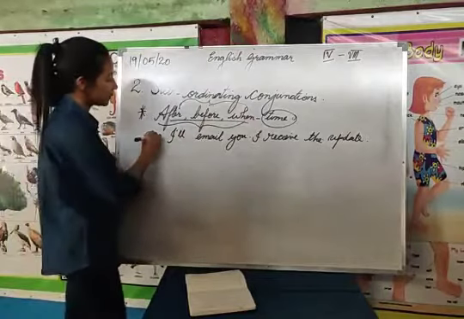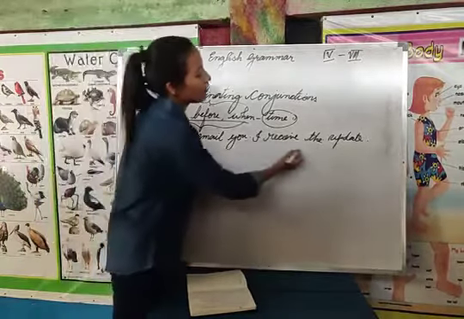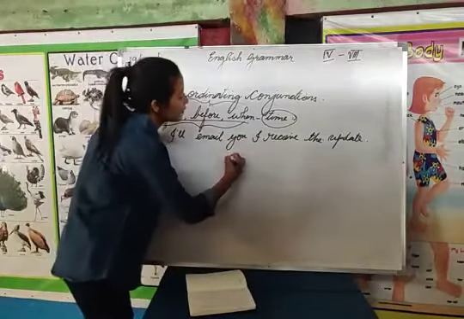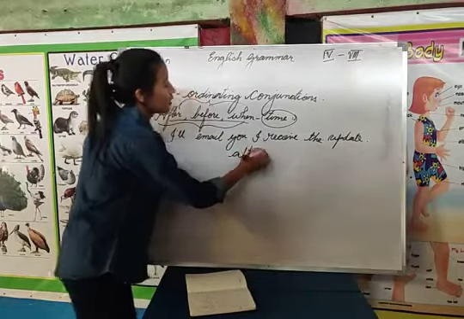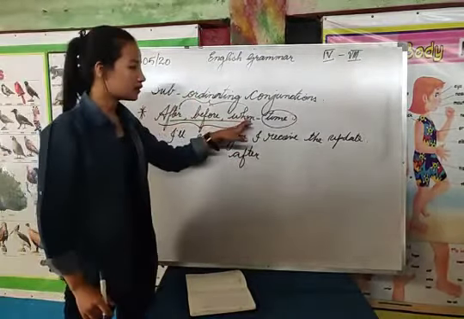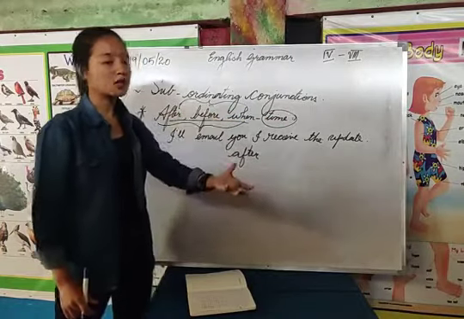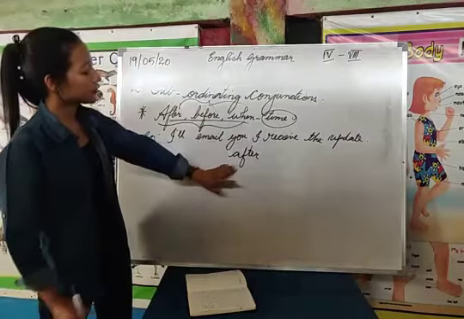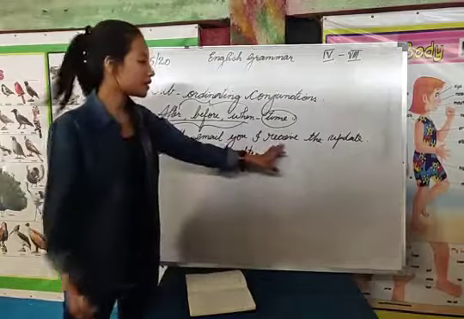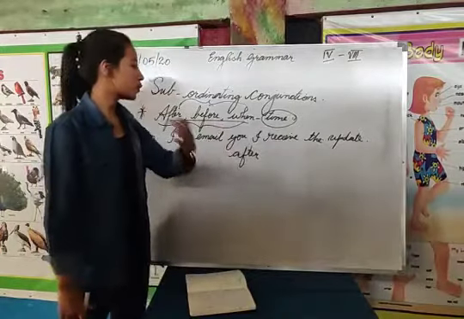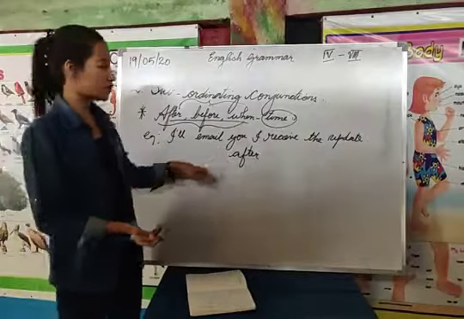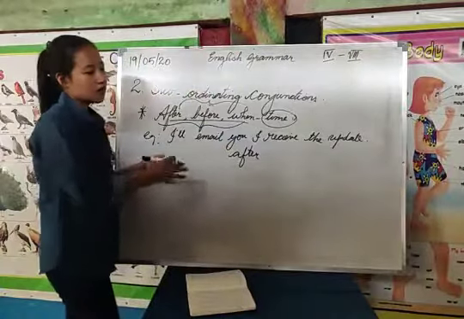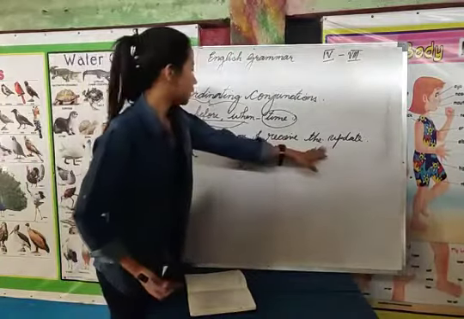So just have a look at this example. I'll email you, full stop, I received the update. This sentence is also incomplete. So let's use this conjunction after. I told you that after, before, and when, the conjunctions of time, help you to answer the question when, right? So after I use the conjunction after here, if I ask you when will you update it, then your answer will be after you get the email. So I'll email you after I receive the update. As soon as you get the email, you are going to email the update.